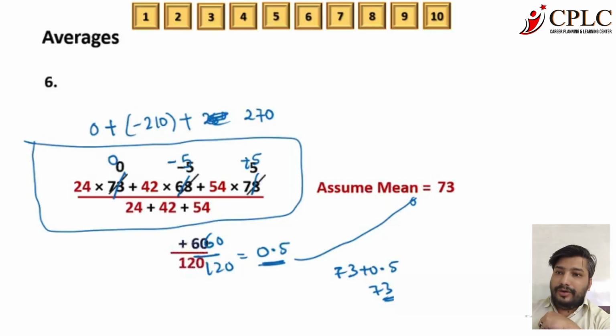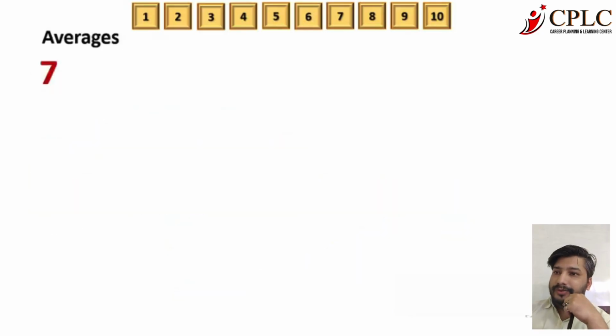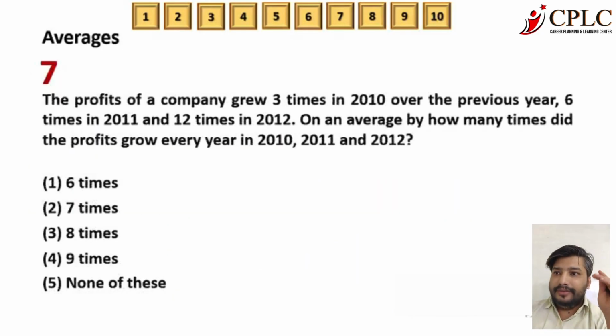Now these few are going to be interesting word problems, which are going to make things slightly confusing, but we'll have to hold it together. So starting with the 7th one, which says the profits of a company grew 3 times in 2010 over the previous year, then 6 times in 2011 and 12 times in 2012.